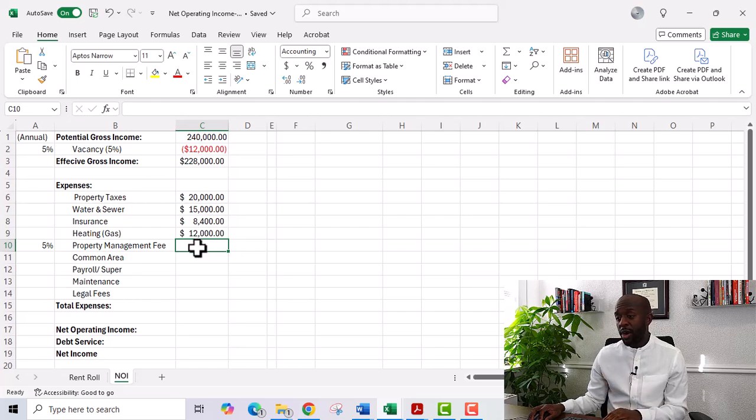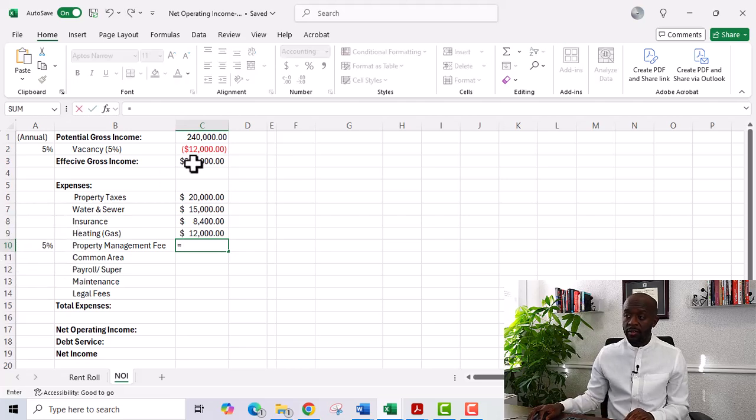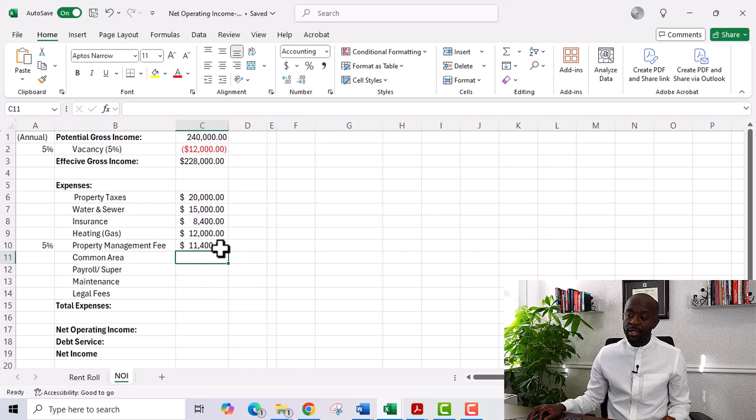Next, we have our property management fee, and we're going to assume that this property management fee is going to be 5% of the effective gross income. So we'll take the effective gross income and multiply that by 5%. And now that brings us to $11,400 for our property management fee.